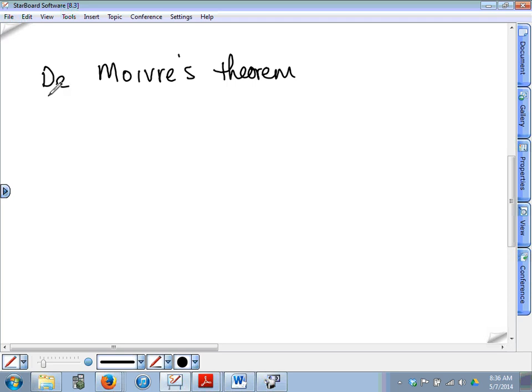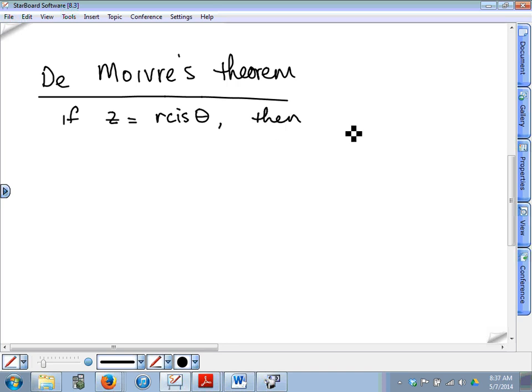It applies to raising a complex number to a power. So if z is equal to r cis theta, now z is just the variable used to represent a complex number. So z is equal to r cis theta. That's just a complex number in polar form or trig form. So if you have a complex number in trig form or polar form, you can use this formula. Then z raised to some power. It doesn't matter the power. It has to be an integer power, like z squared or z to the 10th.